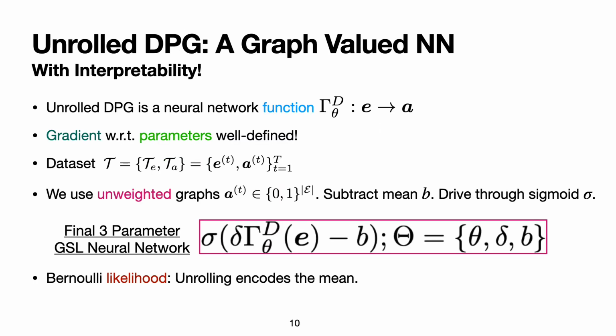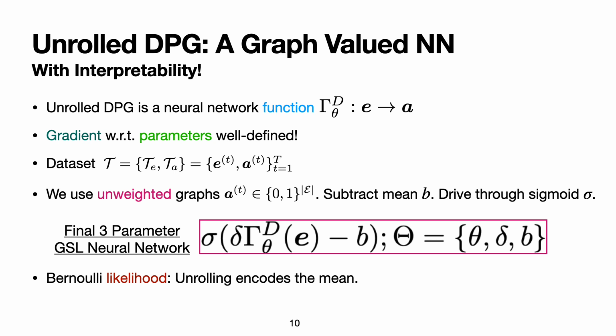Okay, so unrolled DPG is a neural network function, right? It takes in our Euclidean distance matrices or data, and it returns an adjacency matrix A. The gradients with respect to the parameters are well defined. We assume we observe a data set, which is simply pairs of Euclidean distances and adjacencies. In this case, we use unweighted graphs, so the edges are binary 0, 1. But if we want to use weighted graphs, all that would change is the likelihood.